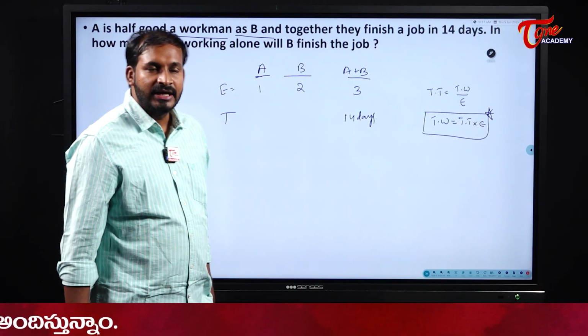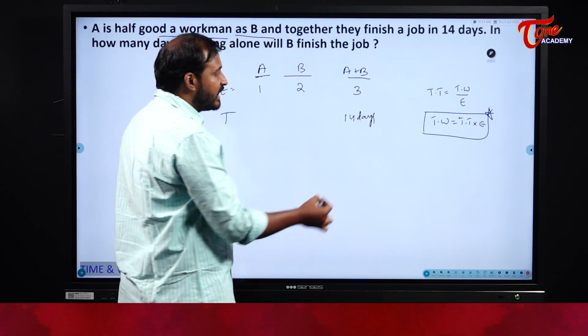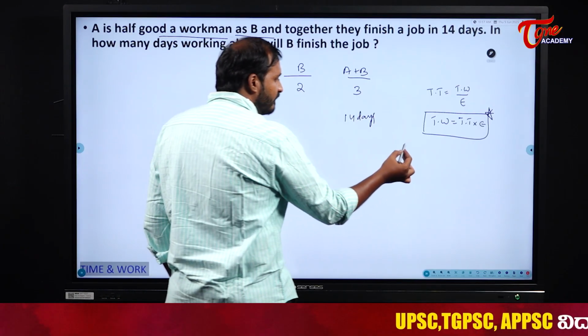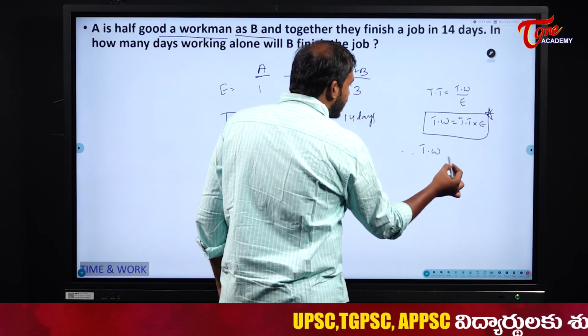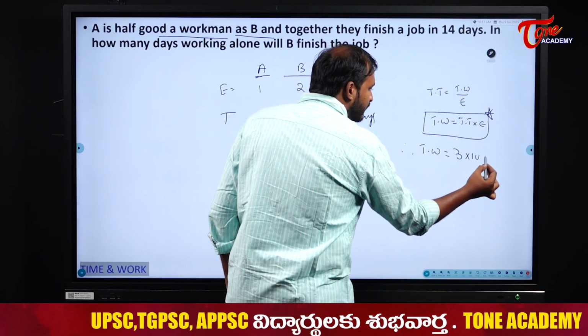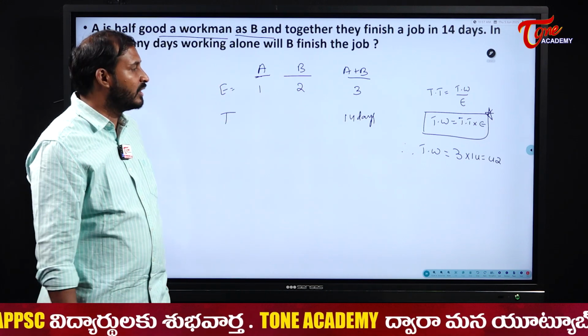We will find their individual times. Now see here, A plus B combined efficiency is 3. A and B combinedly can finish the job in how many days? 14 days. So therefore, according to this, total work will become 3 into 14, that is 42. Total work here becomes 42.